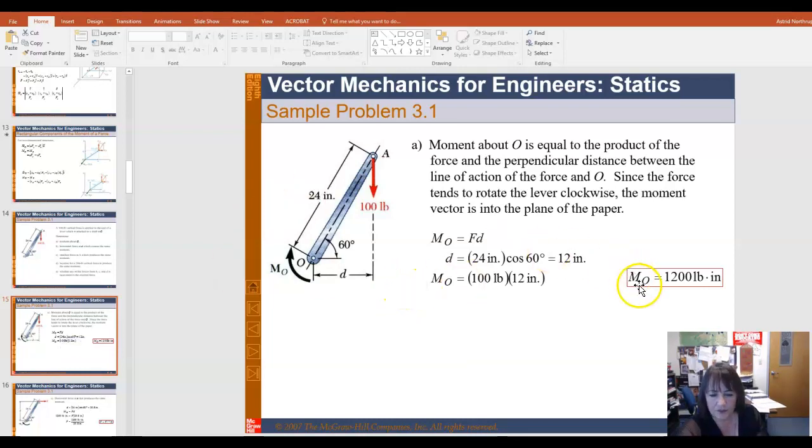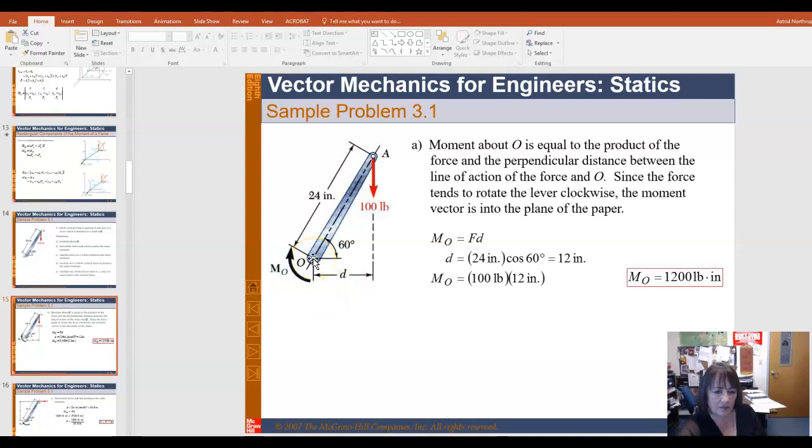So the first thing we do is compute the moment about O. It's just the force times the perpendicular distance. In other words, if this is vertical, all we're interested in is the horizontal distance. So here we're not using a determinant, but we're just taking 24 times the cosine of 60 to find out what this horizontal distance is. Then we multiply it by the magnitude of the force, and we decide if it's positive or negative.